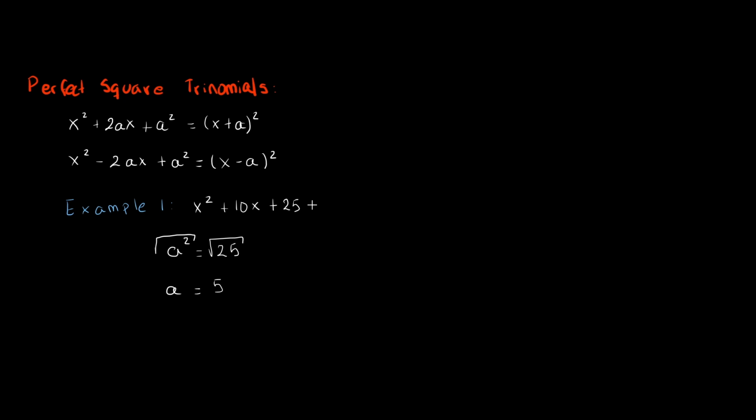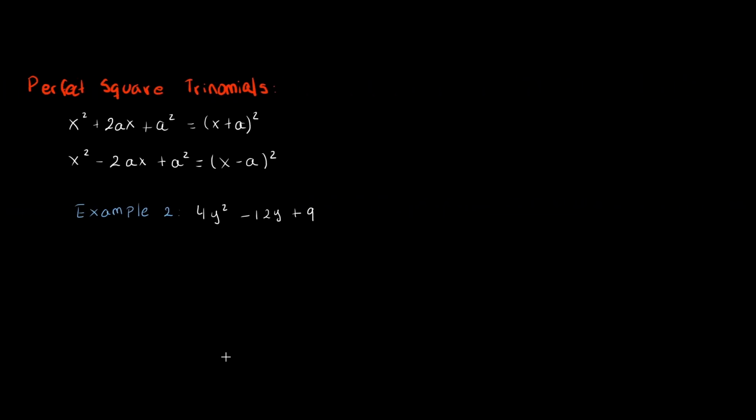And that easy, we can just pull up that x squared plus 10x plus 25, it's x plus a squared, with a being 5. So x plus 5 squared. And we are done. Let's see this other example.